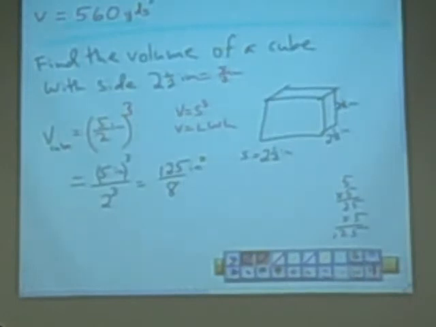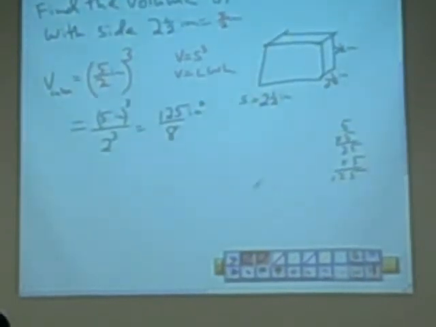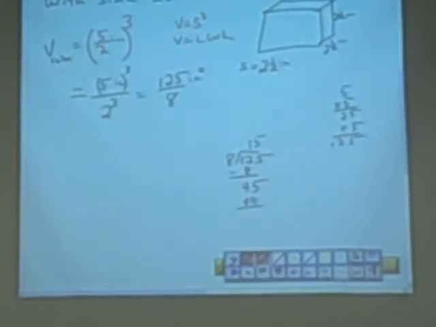And so, to get our answer, if we wanted to, we can divide 8 into 125, right? 8 goes into 12 one time, right? And so that's going to be, what? 4. So now, that's going to be 8 divided into 45, how many? 5. 5, right? That's going to be 40. And so we're going to have remainder 5, right? So this is 15 and 5 eighths, right? 15 and 5 eighths inches cubed.